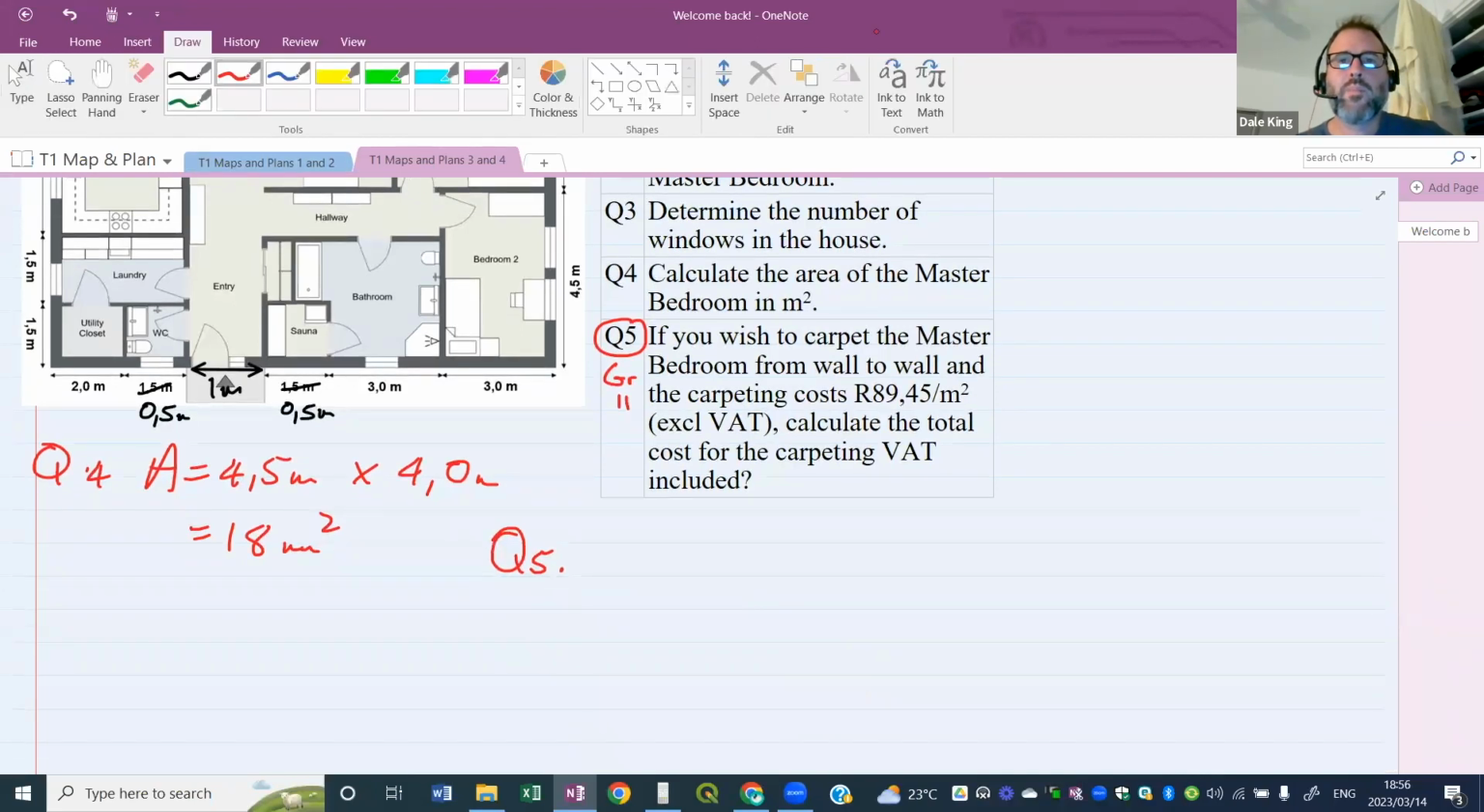Okay, all right, let's have a look at this question. You wish to carpet from wall to wall. The carpet costs 89.45 per square meter, excluding VAT. What is the total cost for carpeting, including VAT?